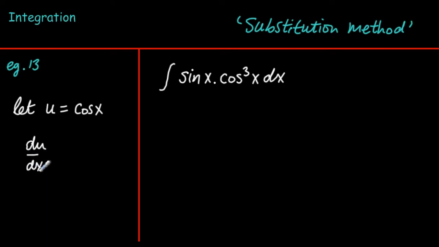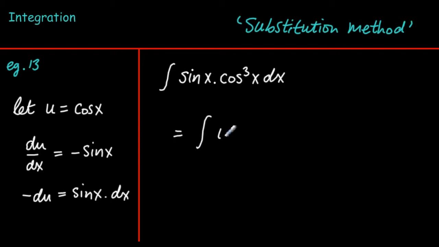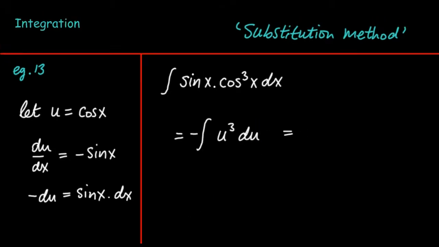So du dx is equal to, differentiate this, minus sin x. So du will be equal to minus sin x dx. And minus du is equal to sin x dx. And we write it this way because in our original term we have sin x dx. So minus du is the replacement. So let's replace things. Cos cubed x is u cubed, and minus du instead of sin x dx.